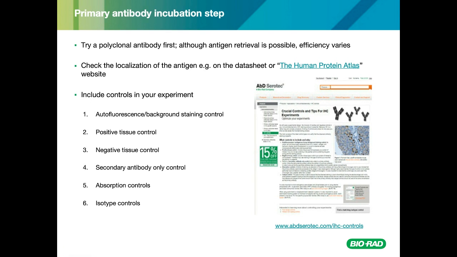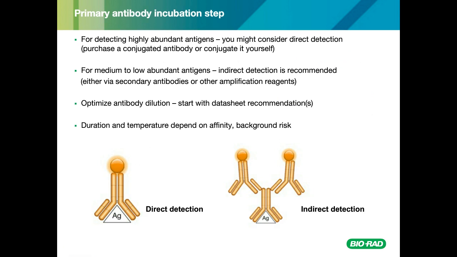For detecting highly abundant antigens such as alpha-actin or beta-tubulin, you might consider direct detection with a labeled primary antibody. An example for the direct detection is shown here on the left-hand image. You can either purchase a conjugated antibody or conjugate it yourself with the help of antibody labeling kits, such as our LYNX kits. For medium to low abundant antigens, indirect detection is recommended.